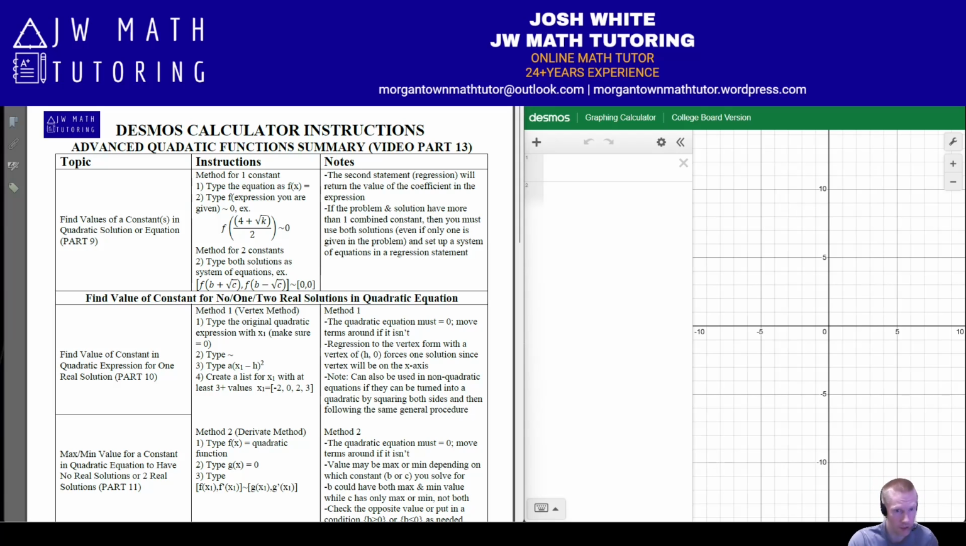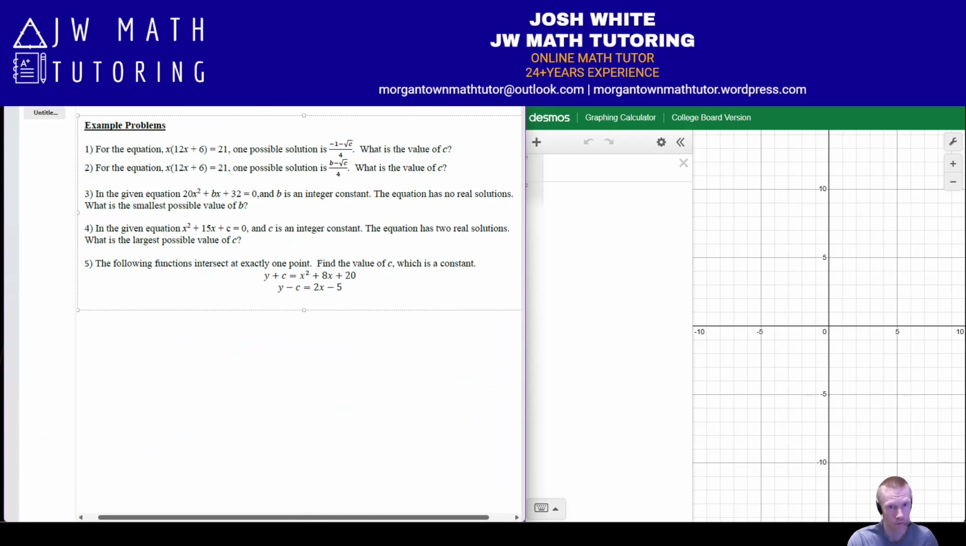Now let's look at an example problem for this type. This is number 1, this first problem. You have an equation, and they tell you one possible solution is negative 1 minus root c over 4. What's the value of c?